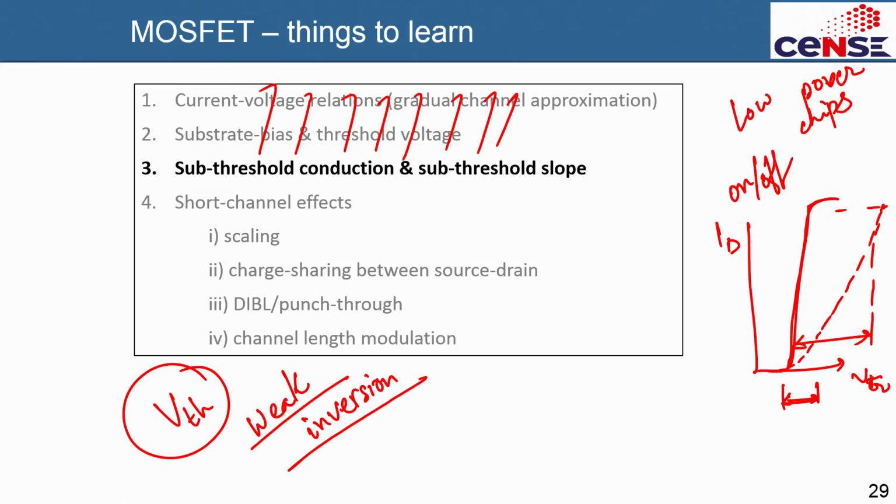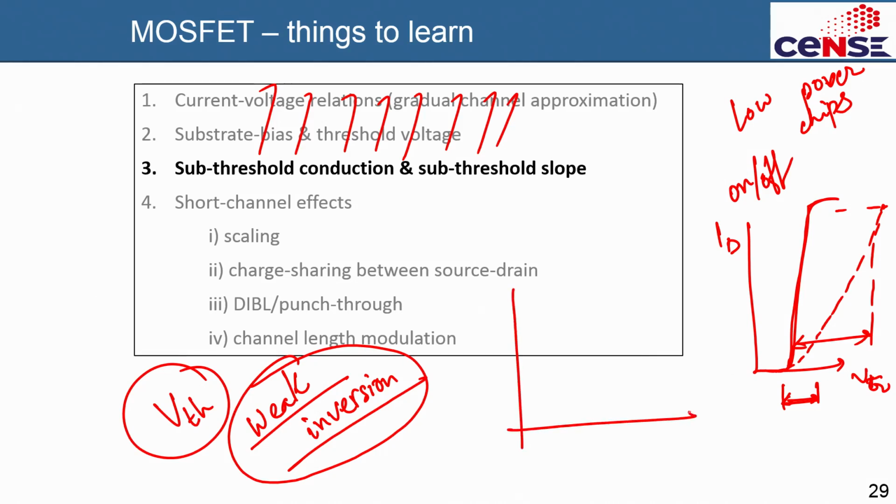This weak inversion is taking place now, and the intrinsic level is going below the Fermi level. So you have some weak inversion. You have not reached strong inversion, but still it will carry some current, very low current, but it will carry some current. That is called subthreshold conduction.